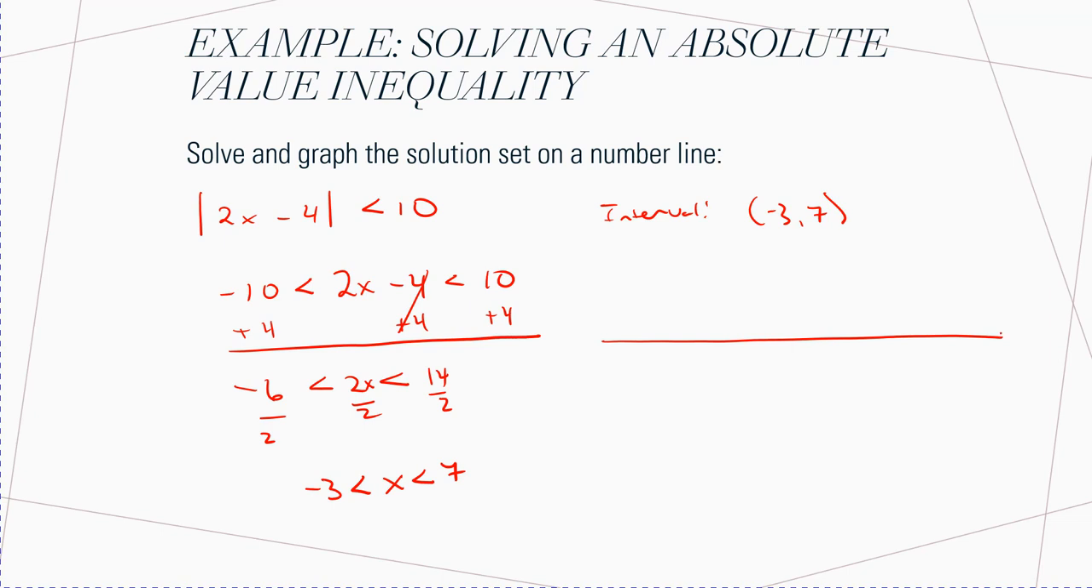And then on a number line, just going out here, here's minus 3, here's 7, open brackets. And then this is all the solutions here.